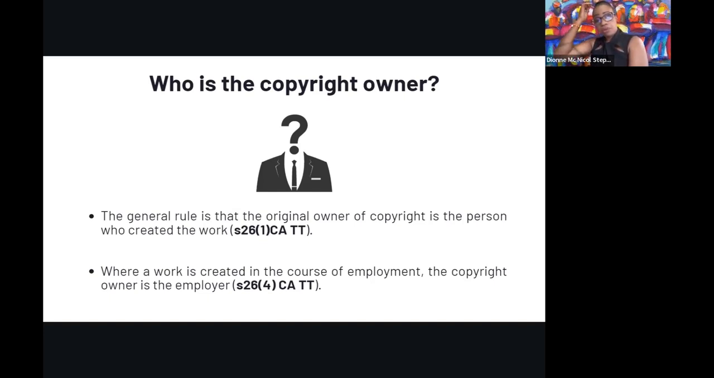So artwork, we remembered, was one of the areas under copyright, right? One of the works covered under copyright. And the general rule contained in our Copyright Act, and we're speaking to our Caribbean jurisdictions here, and generally our acts are compatible, but I would suggest that should you not be sure, our acts are available online, right? So we can do a quick comparison if we need to. But if you're speaking to Trinidad and Tobago, the Copyright Act provides that the original owner of copyright is the person who created the work. Where a work is created in the course of employment, the copyright owner is the employer.